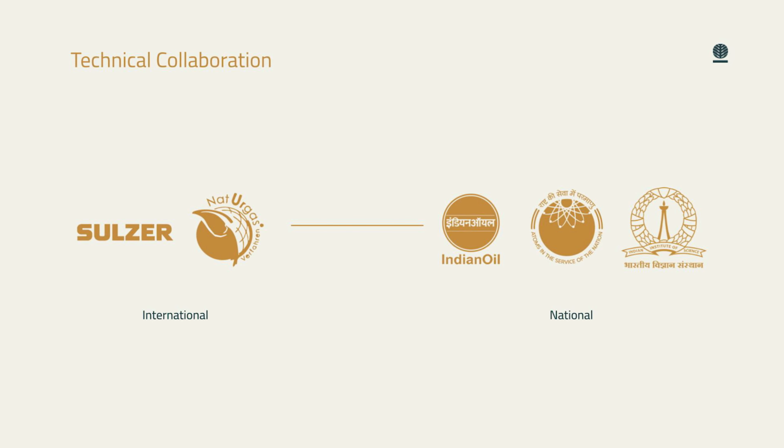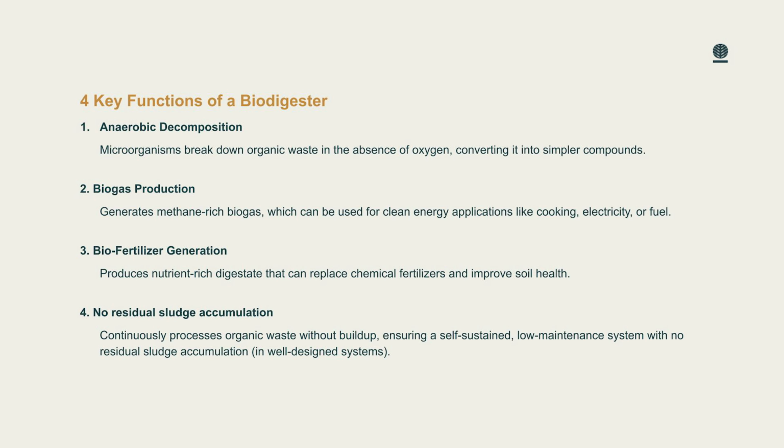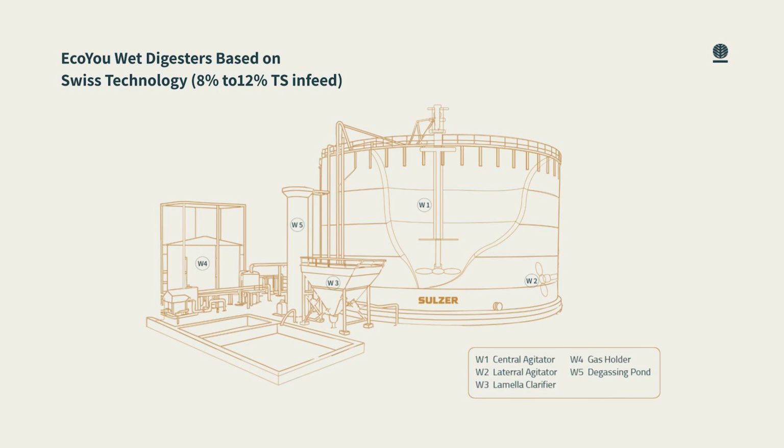So basically, the biodigesters, pretty much decomposition, biogas production, fertilizer, and no accumulation is common for both the digesters. It may be wet or dry. So these play fundamentally the same role. Now we'll go to the next slide where we'll be seeing a wet digester, which is very prominent in the sugar industry. So there are many installations everywhere.